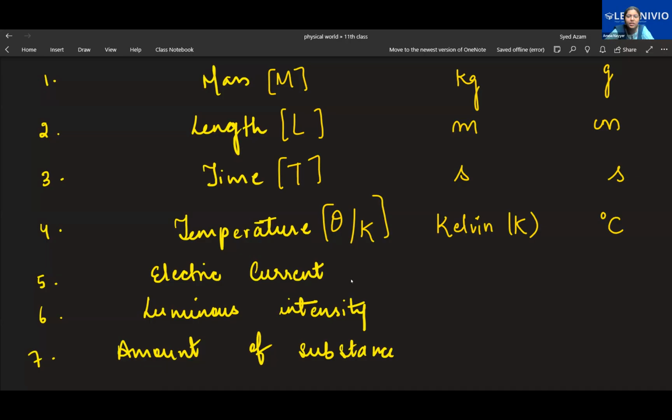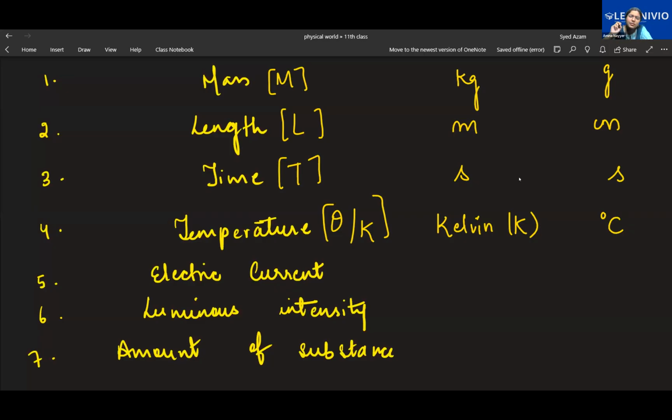If a question comes where you identify that delta T is temperature in the formula, and you need to write the dimensional formula, you can use either. That is acceptable, whatever is suitable to you. I have given you both because different books mention these two. Then fifth is electric current.